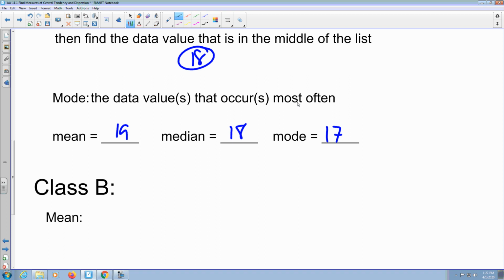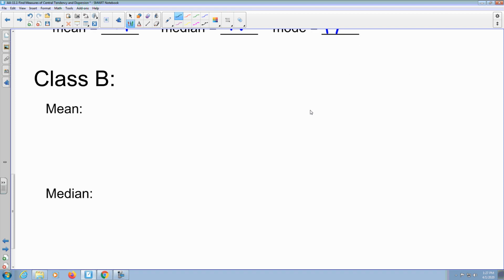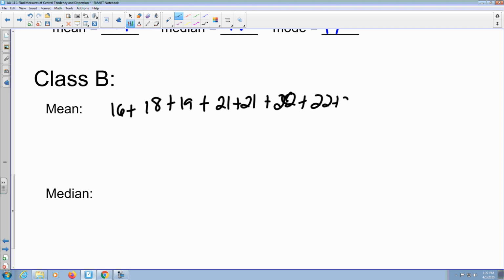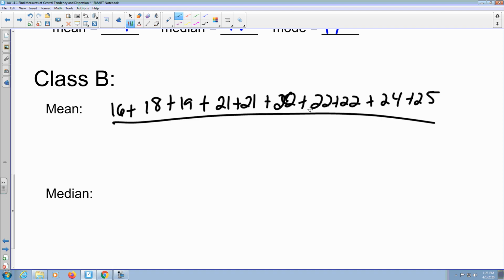Let's look at class B. So if you have the data up there, it's written as 16 plus 18 plus 19 plus 21 plus 21 plus 22, sorry, plus 22 plus 22 plus 24 plus 25. So it's going to be 1, 2, 3, 4, 5, 6, 7, 8, 9, 10. So there's 10 of them. So I got 210. Divide that by 10, I get 21. So my mean is 21.